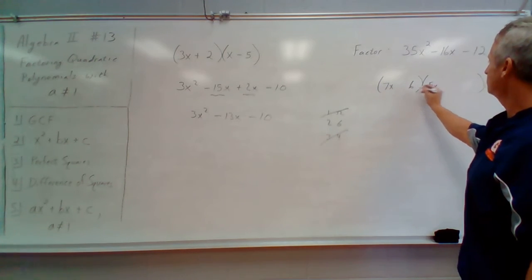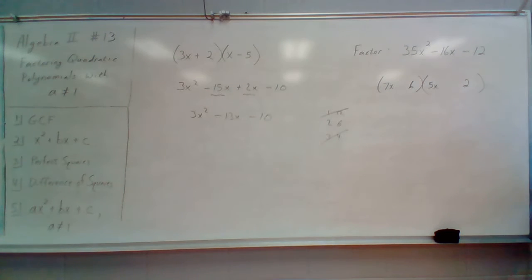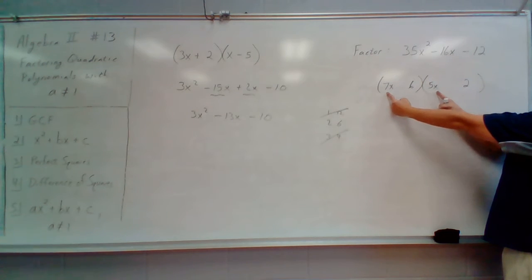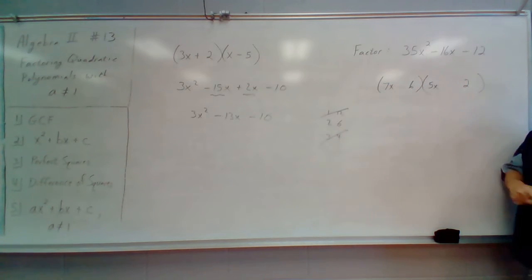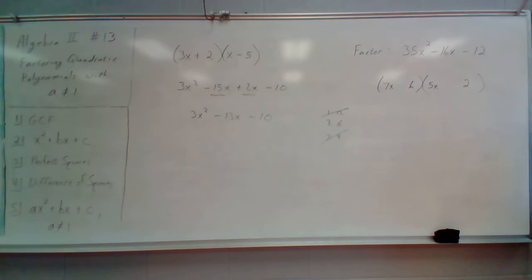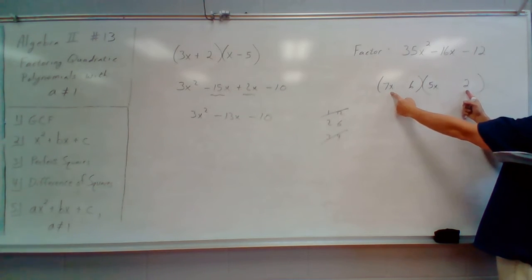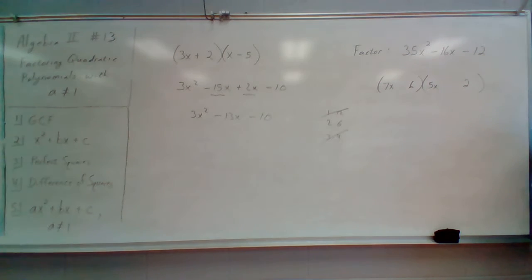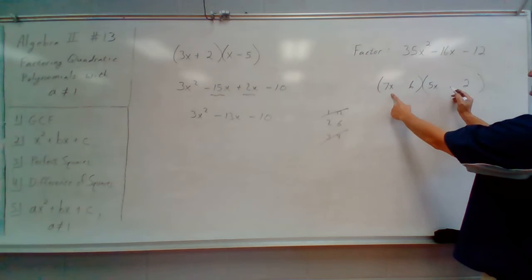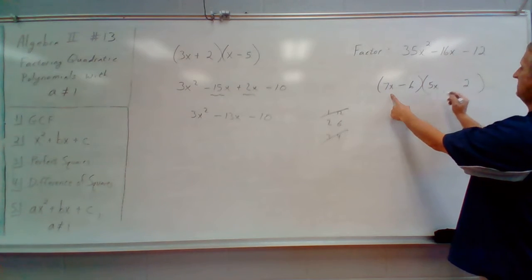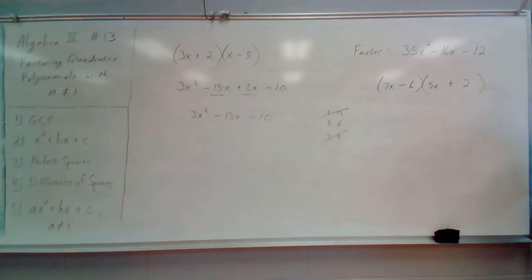So that won't work. So let's switch around. Let's put the 6 here and the 2 there. 35x squared, 14x, 30x. That seems promising. 30 minus 14 is 16. So I bet I've got it right if I can get the signs right. So I would want a minus 30 and a plus 14.